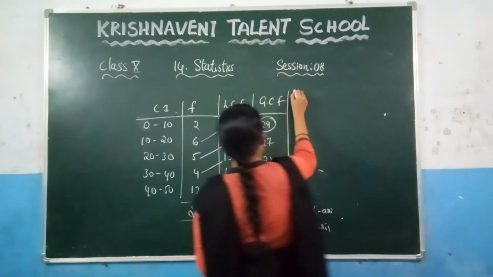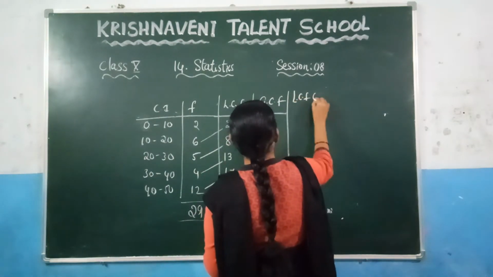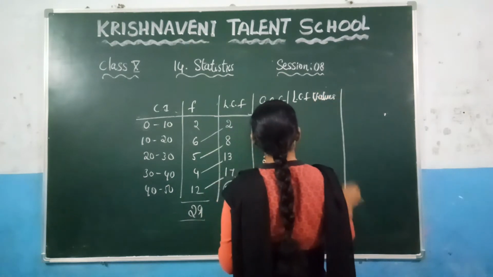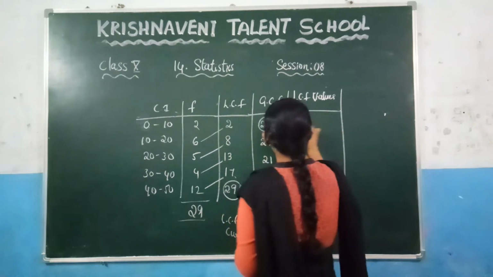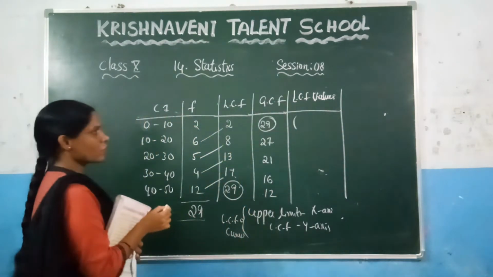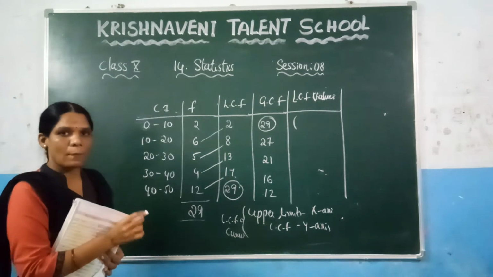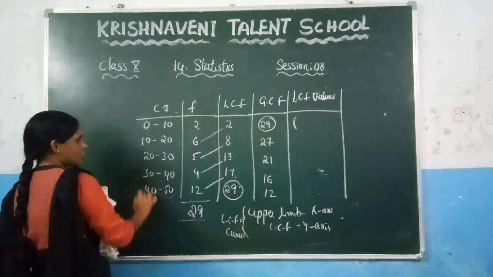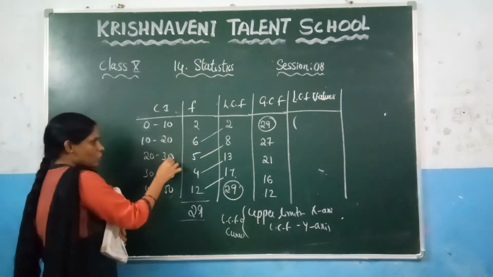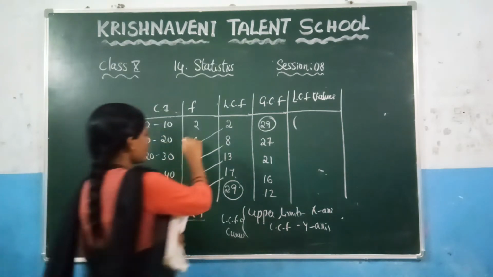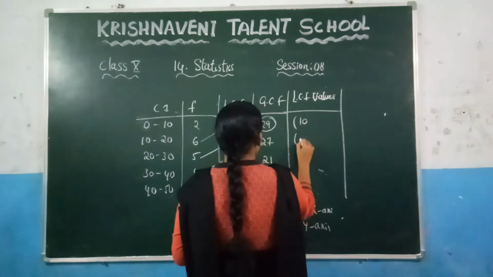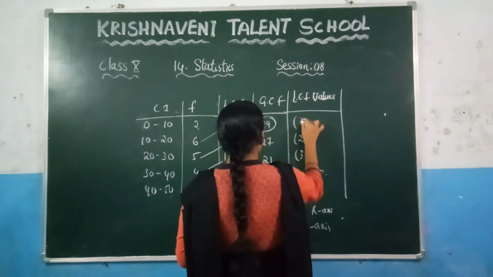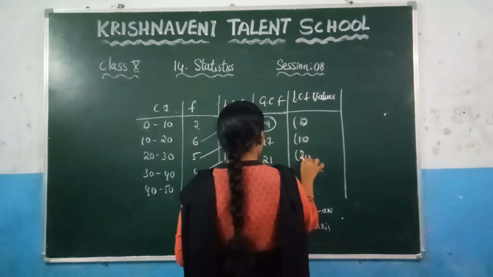So here I am writing one more column, less cumulative frequency values or coordinates, anything you can call it here. So if you want to represent less cumulative frequency on a graph, you need to take upper limits on the x-axis. What are the upper limits? You know that these are the upper limits and these are the lower limits. These upper limits you need to take on the x-axis. So here 10, 20, and after that 30. So sorry, 0, 10, 20, 30.